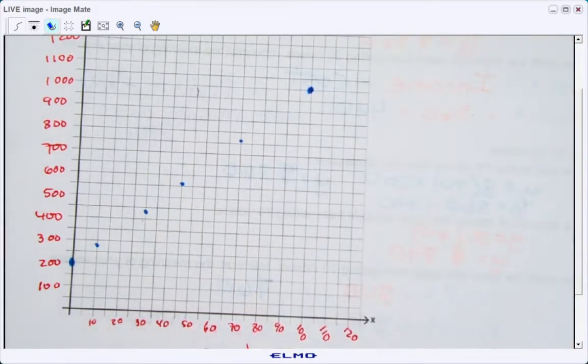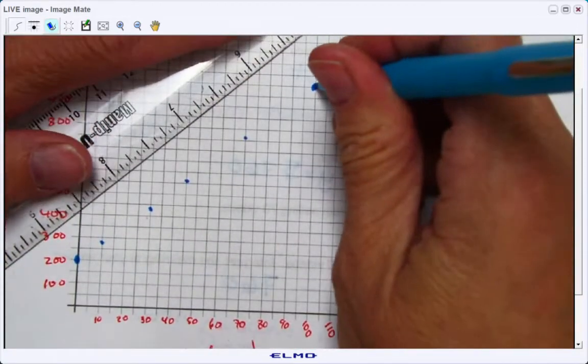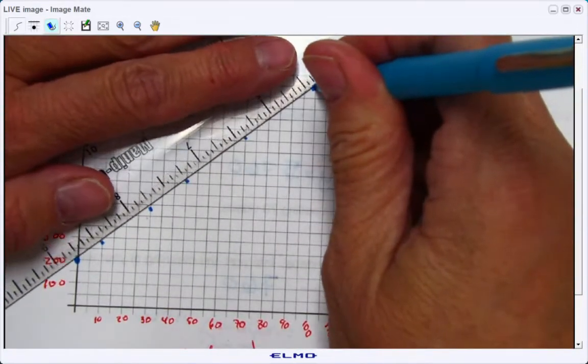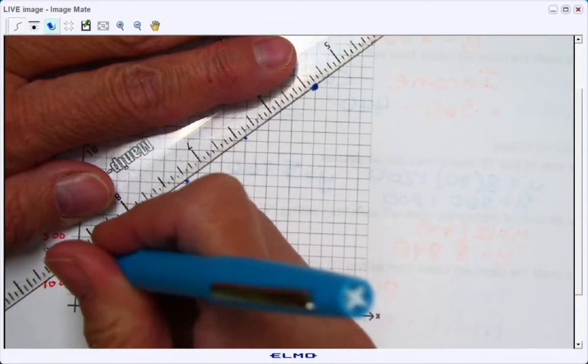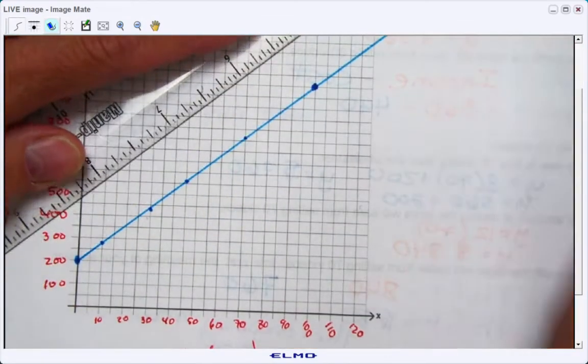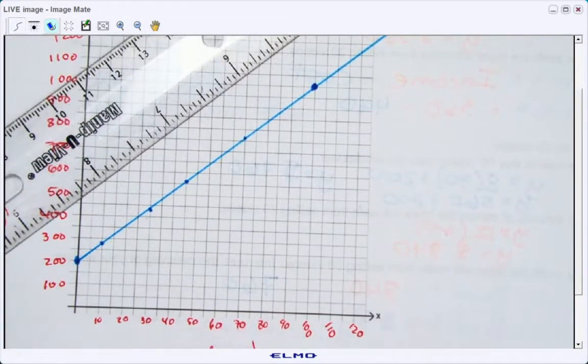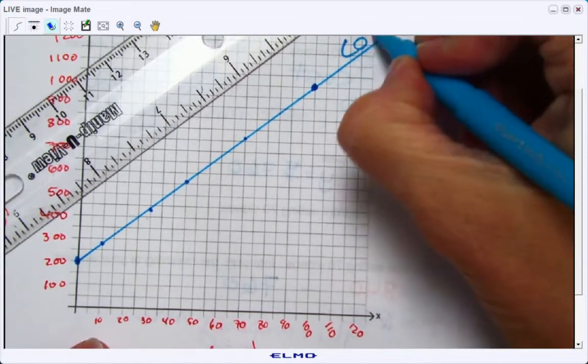So then I take my ruler, make sure we're using rulers because that's important. And we draw a line, and there we have it. That's the cost. I'll even put on here cost.